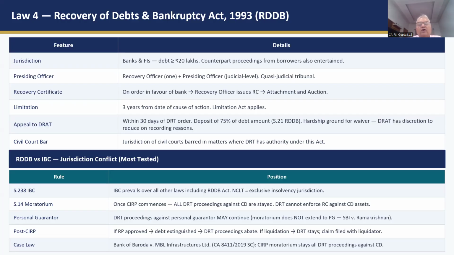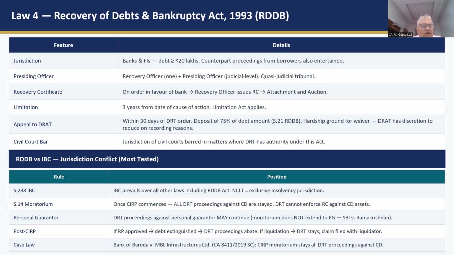Recovery certificate is issued on the order in favor of the bank, and the recovery officer issues the recovery certificate, which can lead to attachment and auction. The limitation period is 3 years from the date of cause of action, and the Limitation Act applies to the RDB Act also. So if there is a default of 20 lakhs or more, banks and financial institutions can file a suit here within 3 years from the date of cause of action. And borrowers can also start counterclaim proceedings.